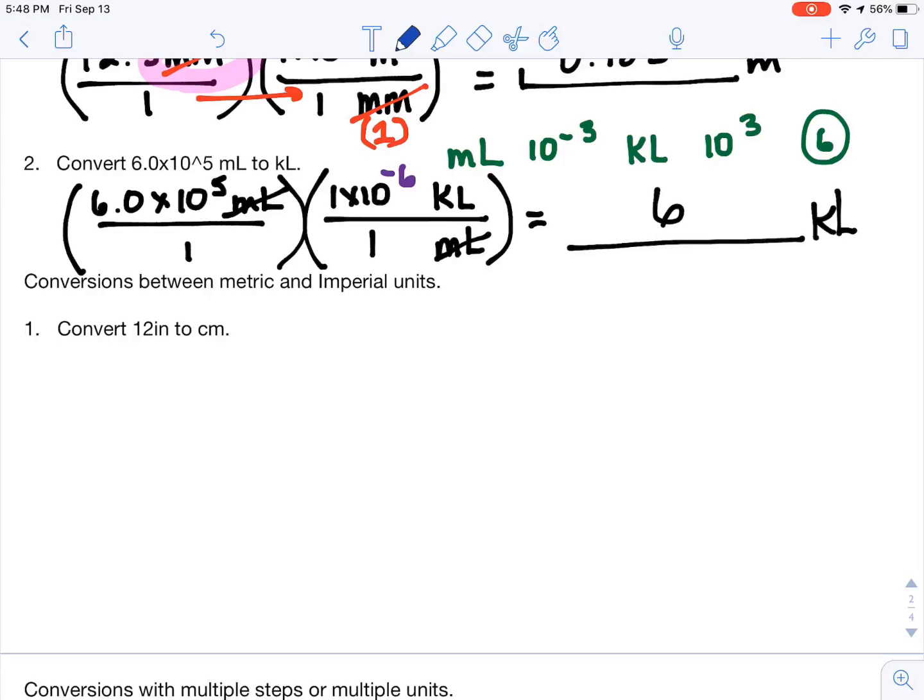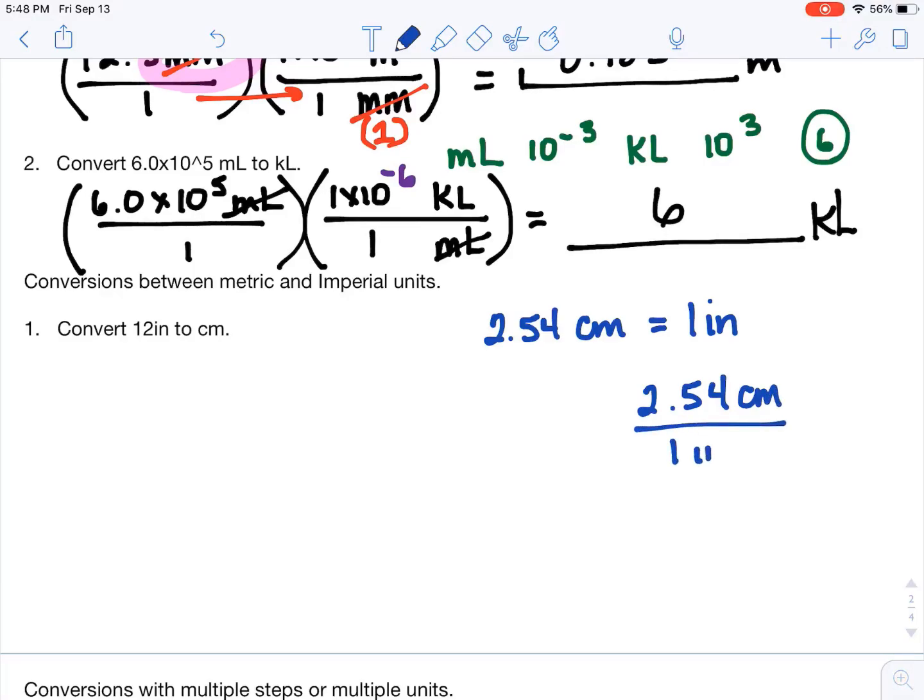So in this case, I'm going from inches to centimeters, and the relationship that I'm going to use is 2.54 centimeters is equal to 1 inch. Okay, that relationship then turns into my conversion factor of 2.54 centimeters per 1 inch, right? Remembering that this is equal to a factor of 1.